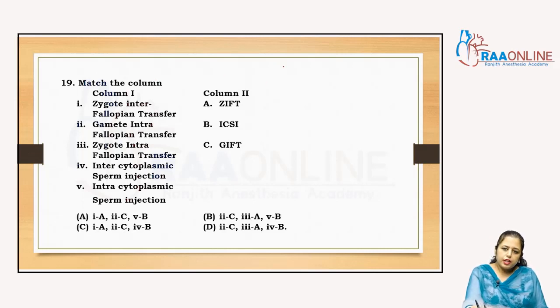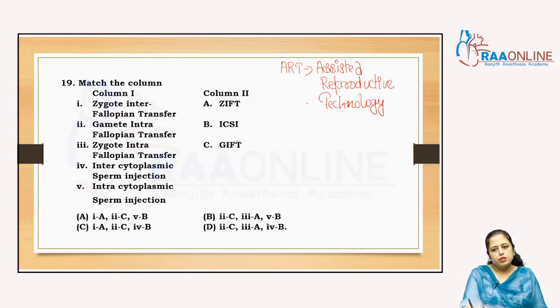This is related to ART, that is assisted reproductive technology, clear? What will happen in that case? There are some methods. The first one is zygote intrafallopian transfer. Come to these options. That option is wrong. It is not inter, it is intra. So the full form of ZIFT is zygote intrafallopian transfer. That is 3, that is 3A, in which the zygote is transferred into the fallopian tube.